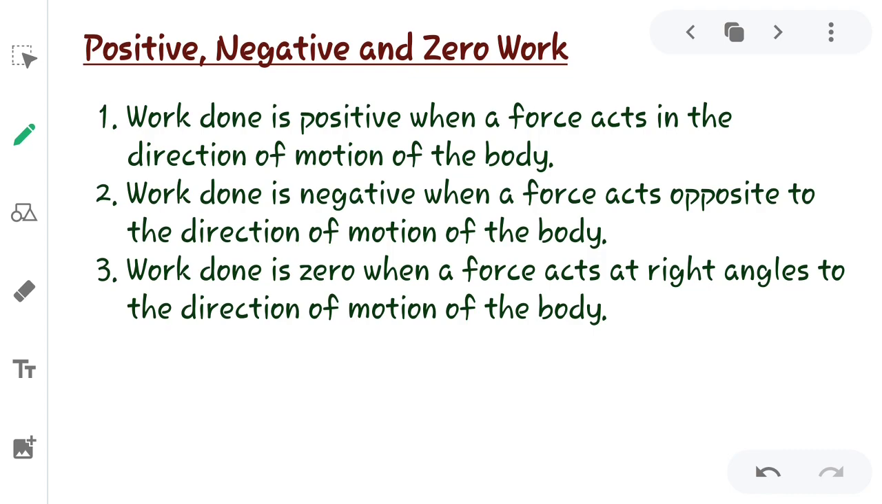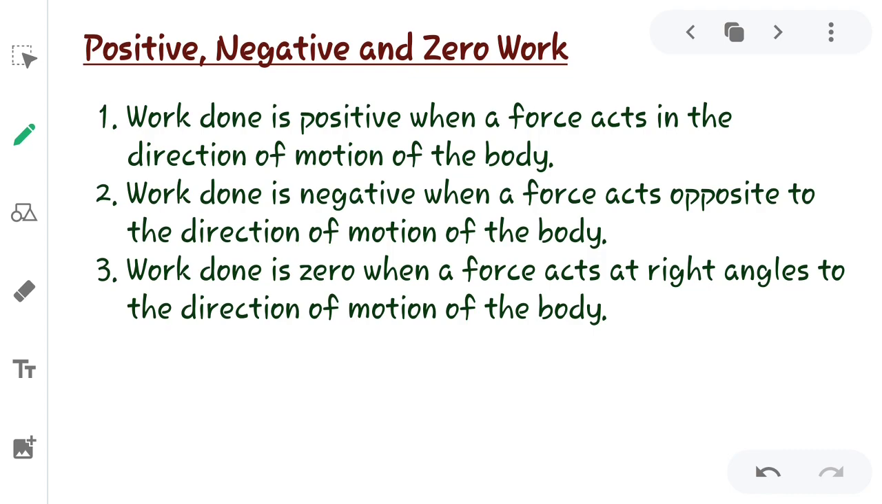Now we will see when the force will become positive, when it will become negative, and when it will become 0. As we saw, whenever force is applied at a right angle to the direction of motion, the work done becomes 0. So now we will see when the work will be positive and when it will be negative.